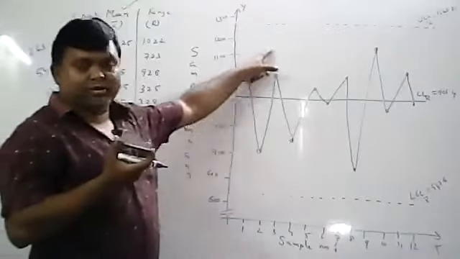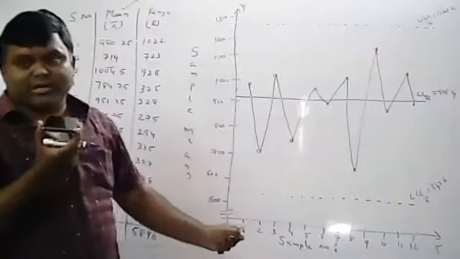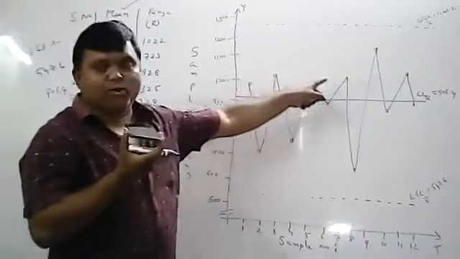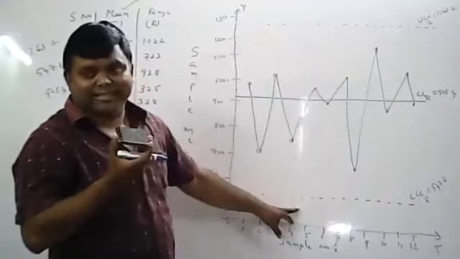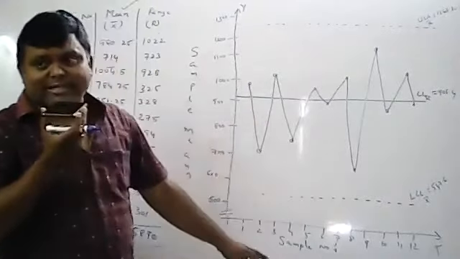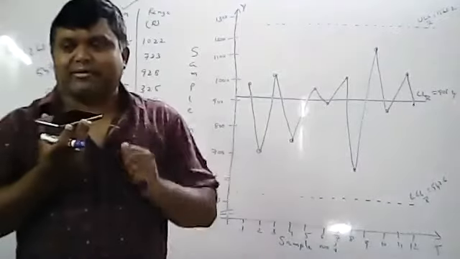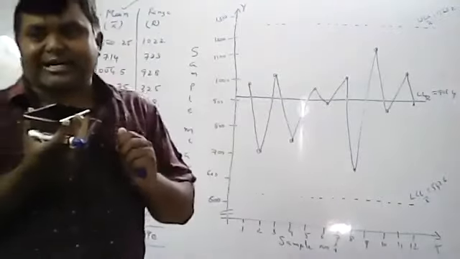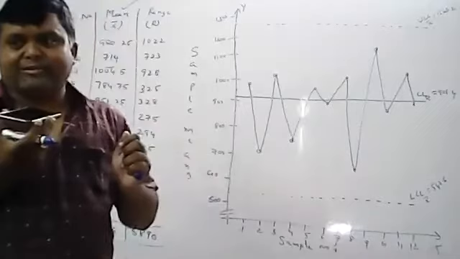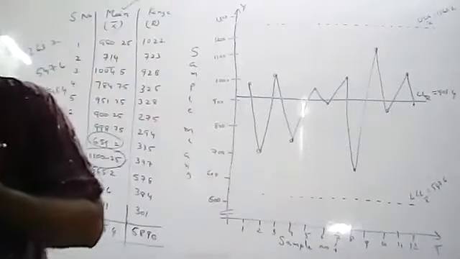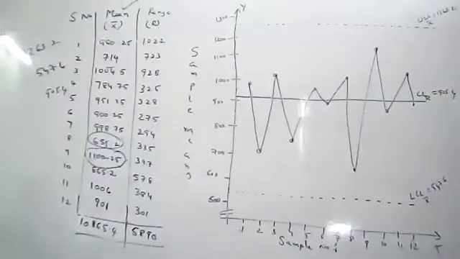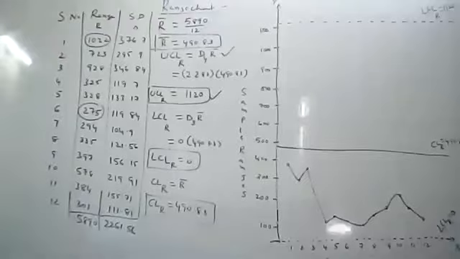After drawing this chart, you have to write the conclusion. What conclusion will you write? All the sample points fall within the UCL and LCL, therefore the process is in control. That means the mean chart process is in control. In control means you don't require any action. You are not producing any defective items, so you can continue with the process. I hope all of you understood. Is it clear now? Everybody, is it clear? Or any doubt here?